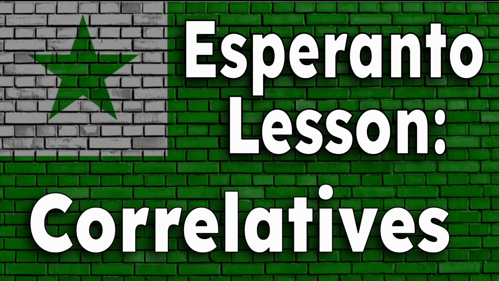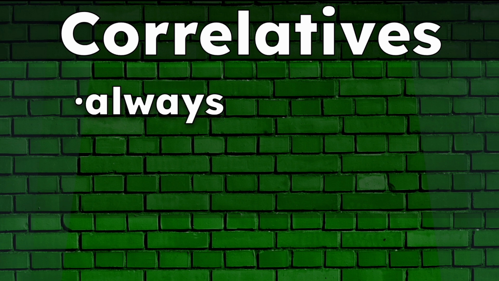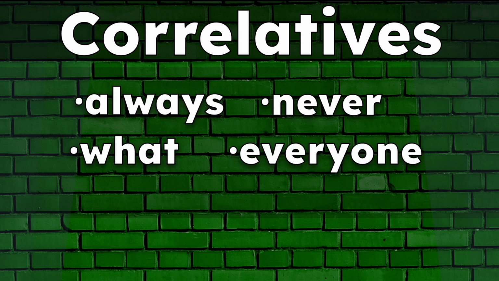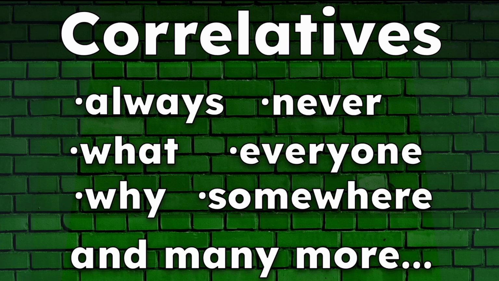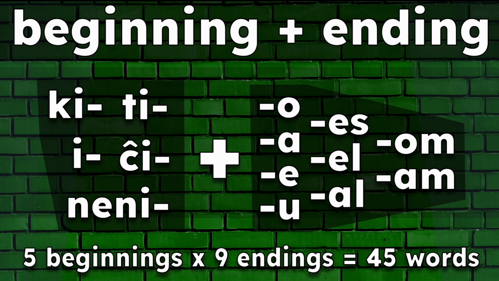In this lesson, we'll be learning about correlatives. These are frequently used words like always, never, what, everyone, why, somewhere, and many more. All correlatives follow a logical structure of a beginning plus an ending, with some variations including plurals and the accusative case. With 5 beginnings and 9 endings, we have 45 basic correlative words.